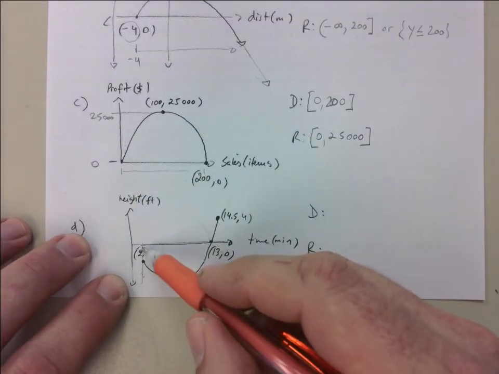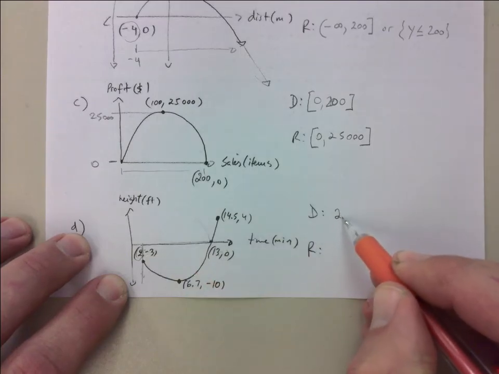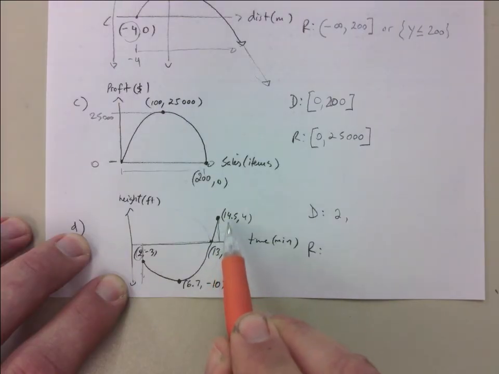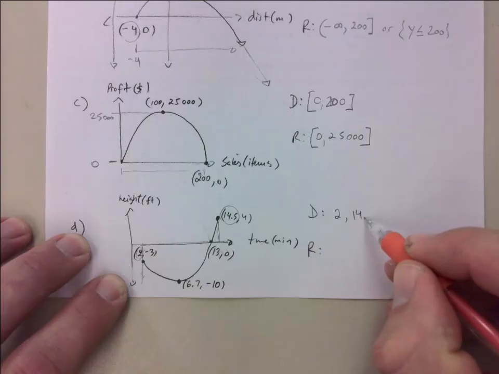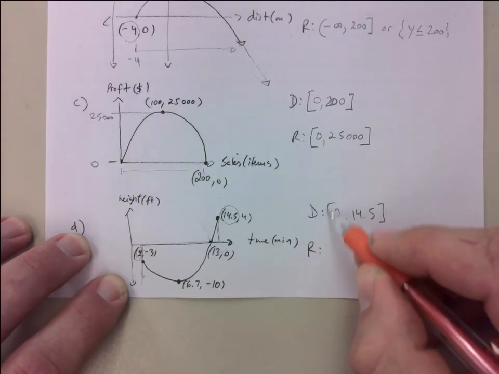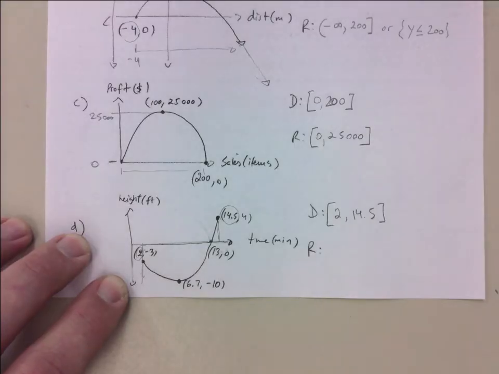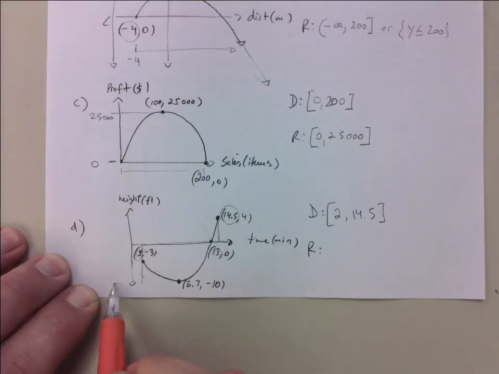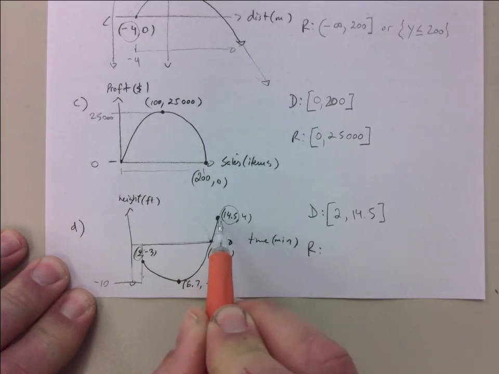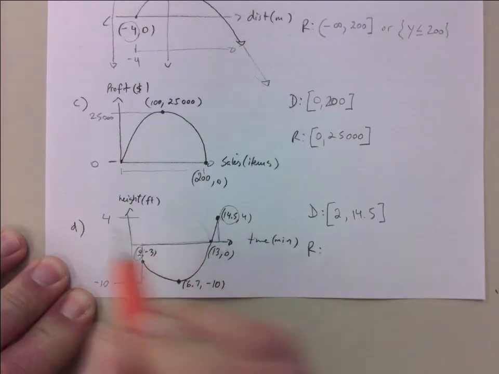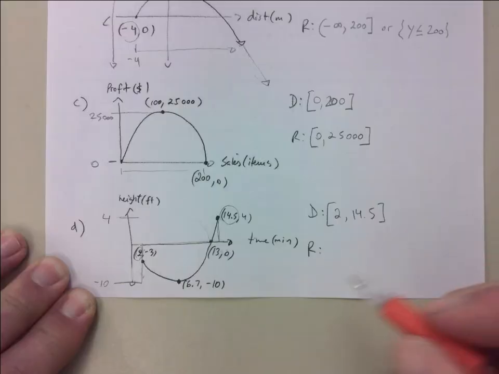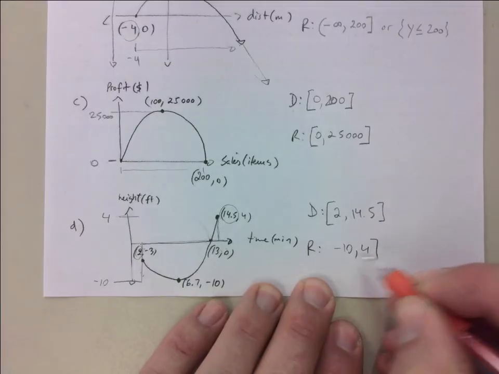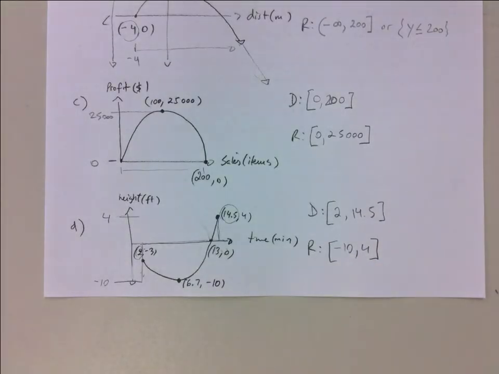Next, look at your lowest X value. It's 2, so we can say 2 is the lowest. You scan, and the highest that you ever get to is 14.5. Both of them have a solid dot, so both are included. For your y, you get as low as -10 and as high as 4. It's always bottom up, so -10 to 4 is your range. So 1 and 1.